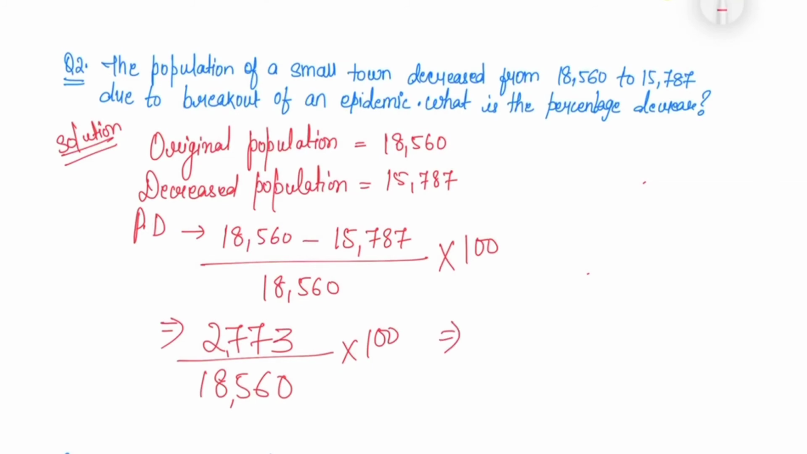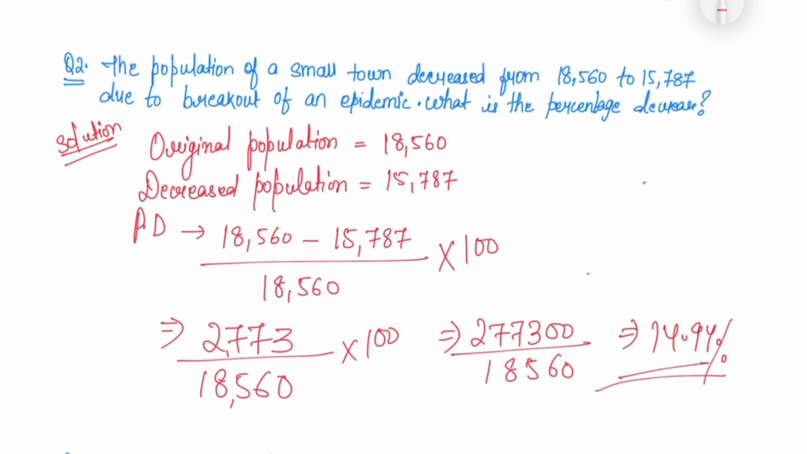So it will be 2,773 times 100, that will be 277,300 over 18,560. And when you further calculate it, you will get the answer as 14.94%. Okay, so 14.94% is the decrease in the population due to the epidemic in that small town. Okay, so this was the whole thing about percentage decrease and percentage increase. I hope you understand it.